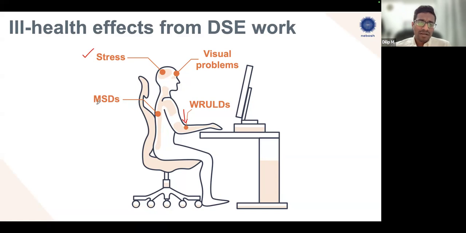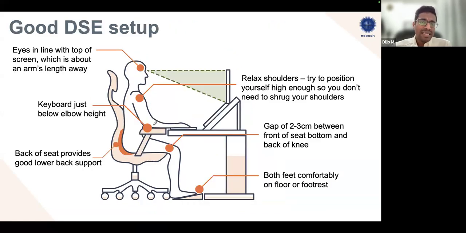And then musculoskeletal disorders, the back pain. Okay, so back pain due to a poor sitting posture, and also with contributing factors such as overuse. All this could result in back and shoulder and neck pain. So good DSE setup. Okay.